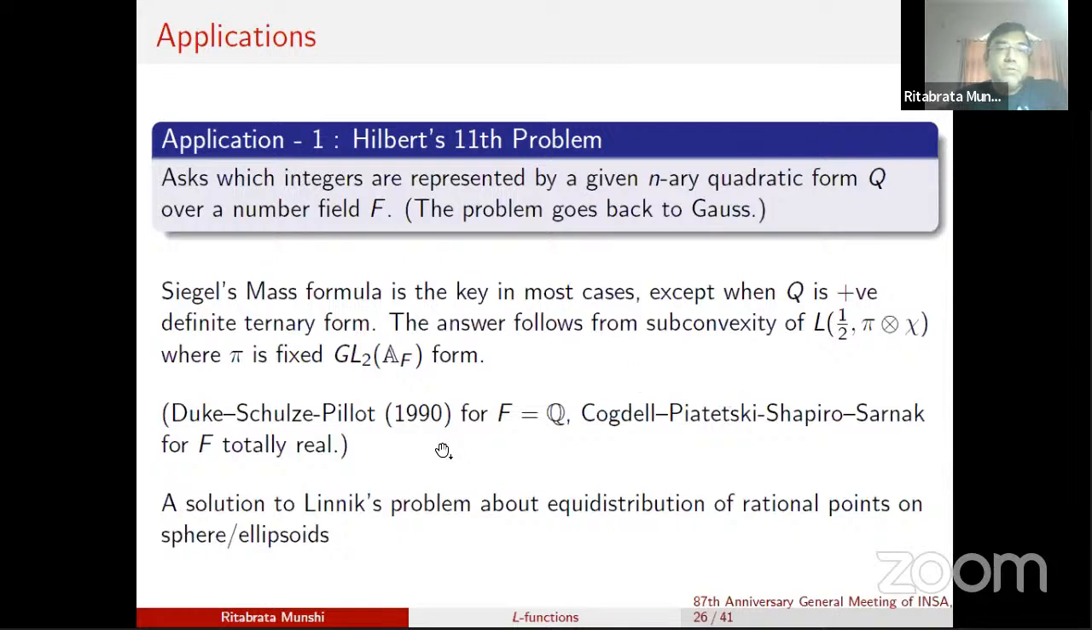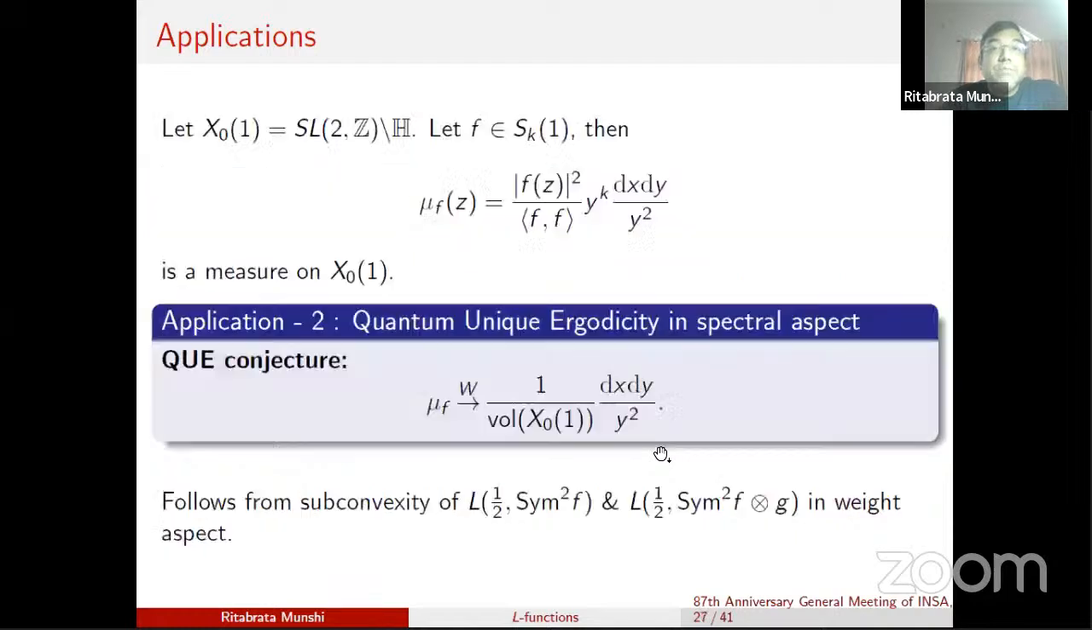And this was proved by Duke and Friedlander-Iwaniec in 1990 for the field of rational numbers, and in general by Cogdell, Piatetski-Shapiro, and Sarnak. And this also gives you a solution to Linnik's problem about equidistribution of rational points on spheres and ellipsoids. But I'll not go into that at this time.